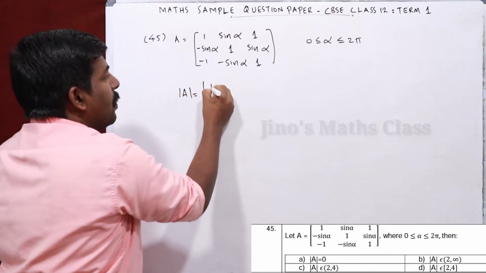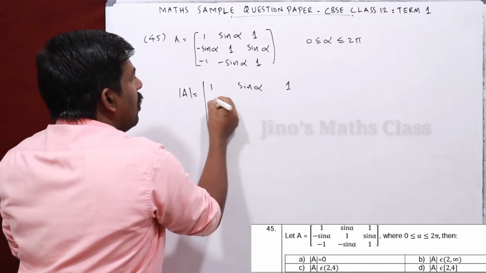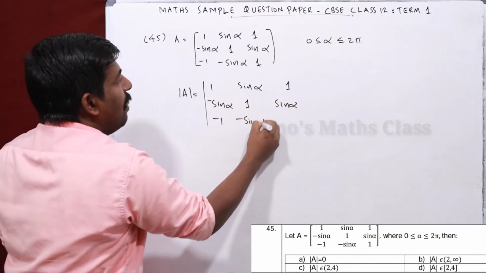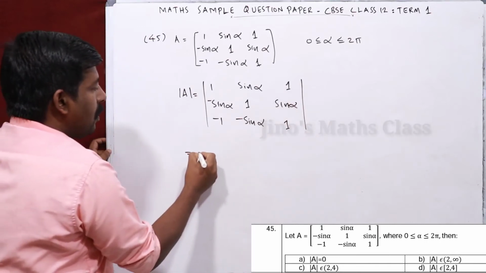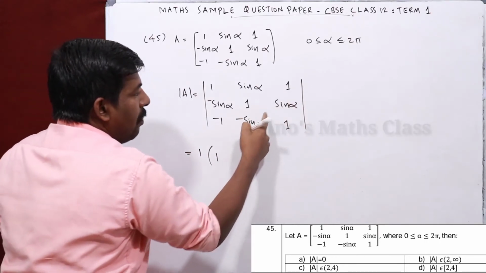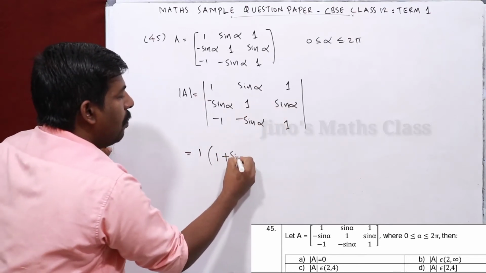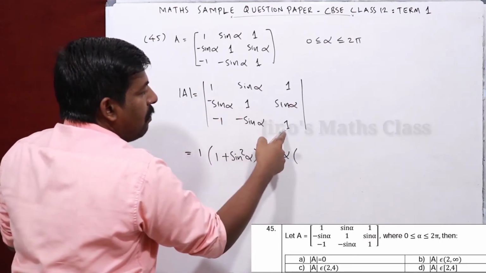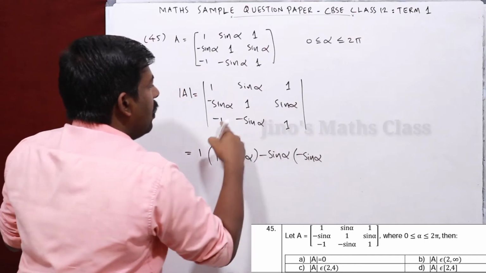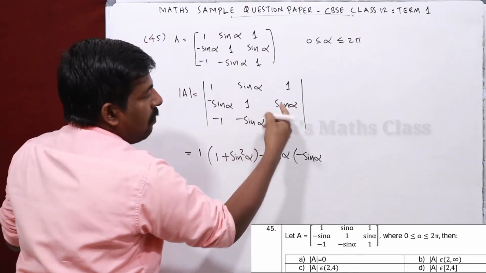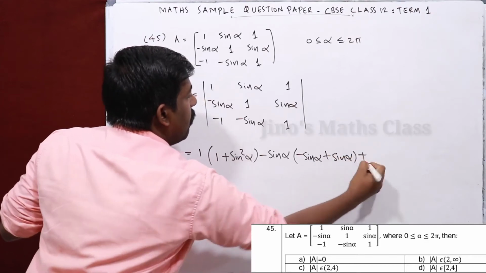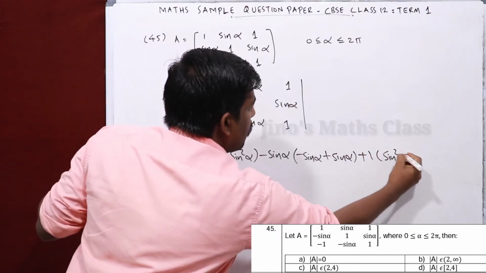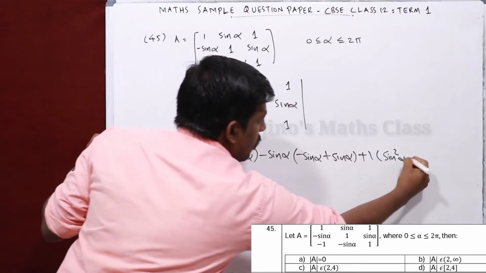So determinant A is equal to determinant of 1 sin alpha 1, minus sin alpha 1 sin alpha, minus 1 minus sin alpha 1. So that is equal to here 1 into 1 is 1, then minus of minus sin square alpha means 1 plus sin square alpha is coming. Here it is minus sin alpha into minus sin alpha into 1 is minus sin alpha, and here minus of minus 1 into sin alpha means it is plus sin alpha, correct? And plus here it is 1 into minus sin alpha into minus sin alpha is plus sin square alpha, then here it is minus of minus 1, it is plus 1, right?